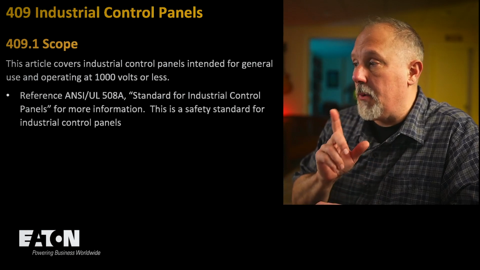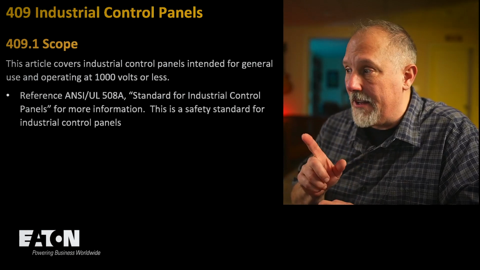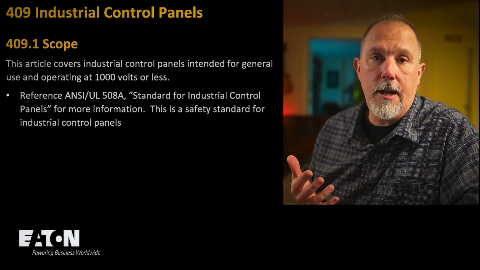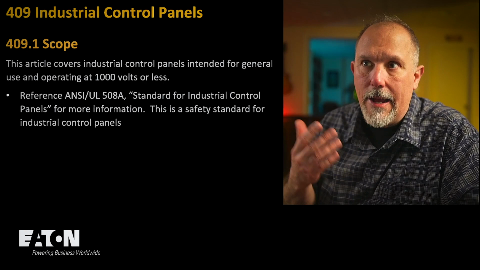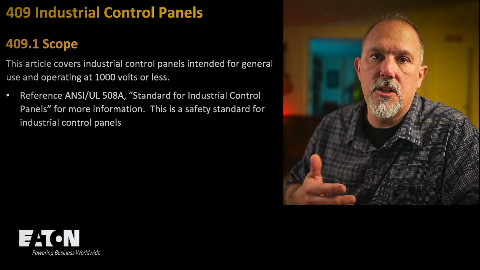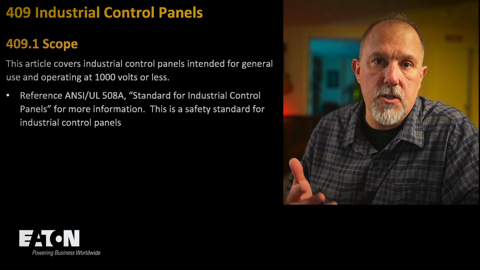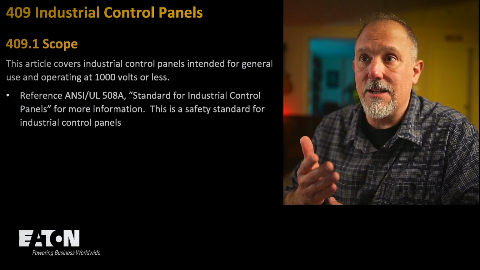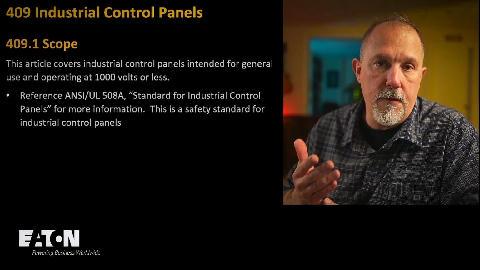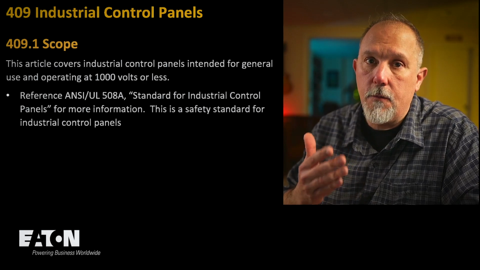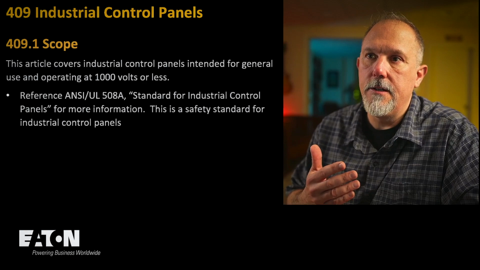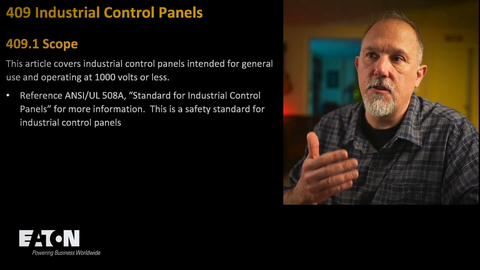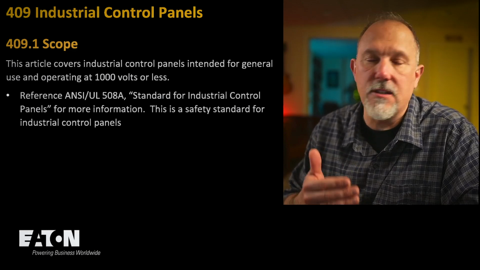So it's very important and relevant to this question, because the person who's asking is saying, what equipment in what situations would I need to provide surge requirements, surge solutions for an industrial control panel. So what we would first look at is the scope. The scope of Article 409 is industrial control panels intended for general use and operating at 1,000 volts or less.